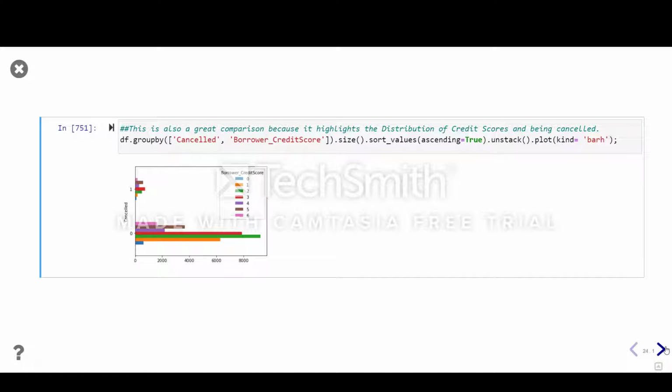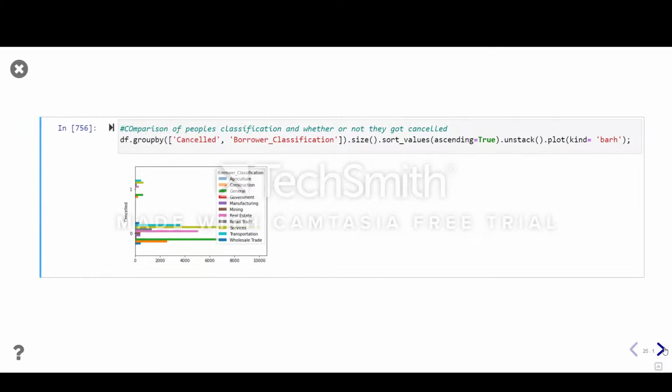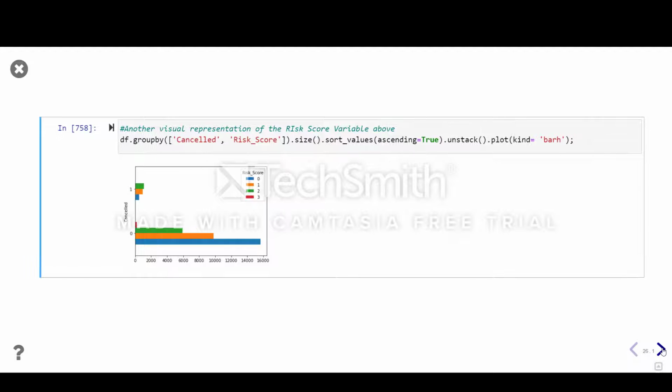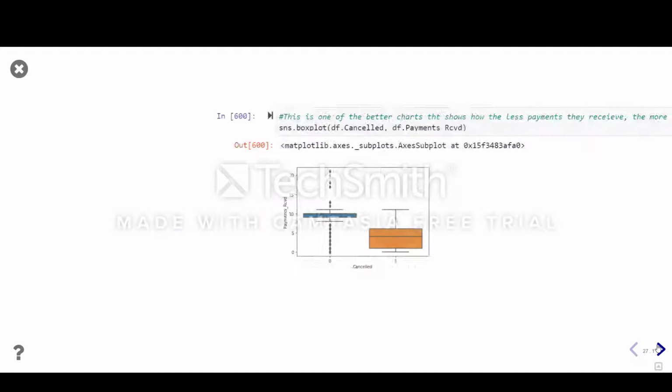Next, here's some visualizations I really enjoyed, one of which was default charge compared to canceled. This one was borrower credit score compared to canceled. You got to see how these values were dispersed as well. And then borrower classification. This one didn't really have much meaning. I liked the look of it. Next, we did another group by of risk score. This one's a good one. So you can see that the higher the risk score, the more likely you are to cancel.